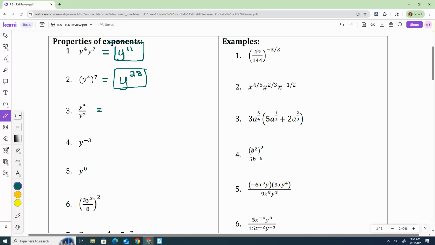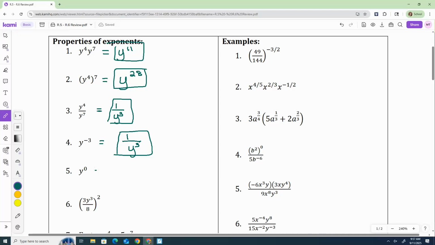Will this end on the top or the bottom? And how do we know that? 7 is larger. We have more y's on the bottom, so we'll stay on the bottom. The fourth rule, what does a negative exponent do? It drops it down. We know our final answer can only have positive exponents. And once you drop it down, it becomes a positive. What if it were a negative on the bottom? Up to the top. Okay.